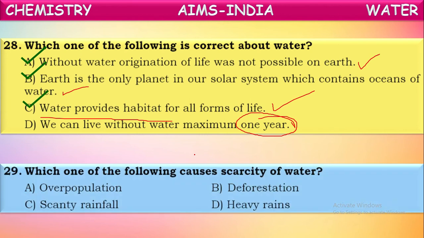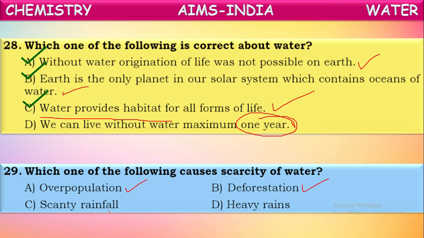See the next one. Which one of the following causes scarcity of water? Scarcity means lack of water, which decreases the sources of water. See here. Overpopulation, will it cause scarcity of water? Yes, because of overpopulation, people will use more amount of the water available for them, so the water sources will be decreased. It causes scarcity of water. This is correct. What about the next one? Deforestation. Deforestation means cutting down of trees in large number, so there will be no rains properly, and hence scarcity of water occurs.